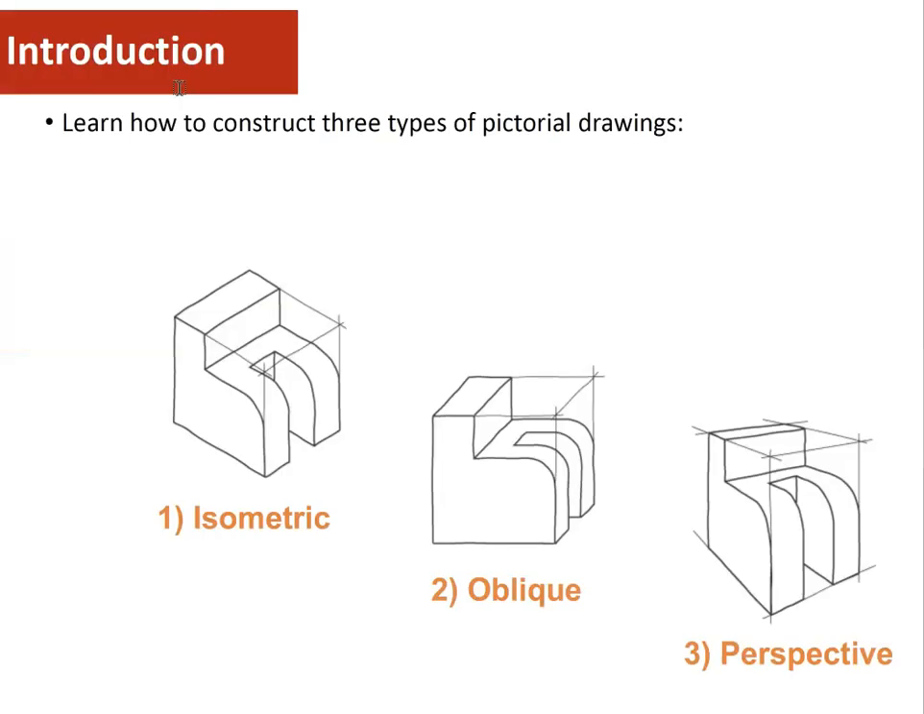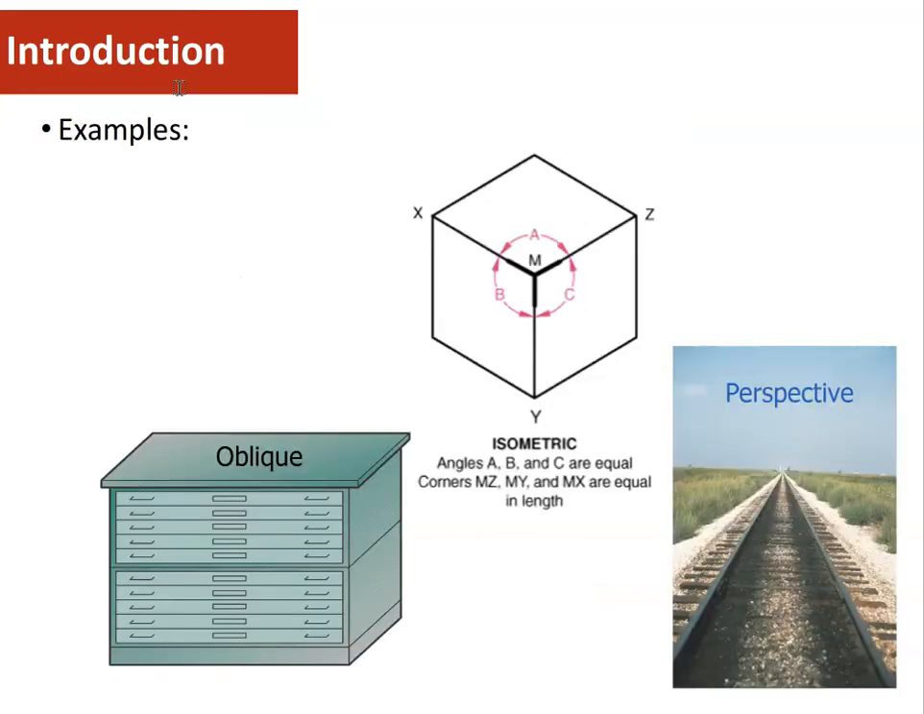First thing is we need to know the different types of pictorial drawings. We have the first one called isometric. I've talked about this one quite a number of times, but not in detail. Number 2, oblique, and number 3 is perspective. Here is an example of oblique. This guy over here is oblique.